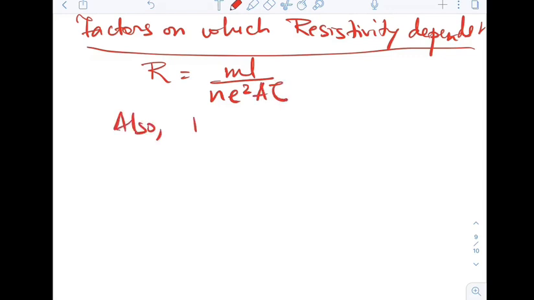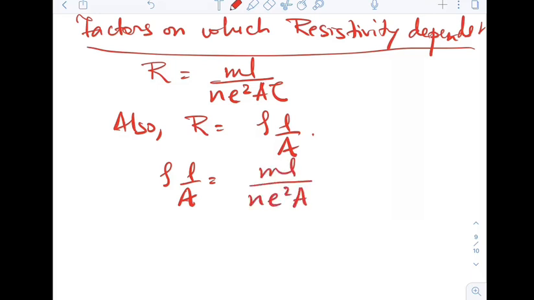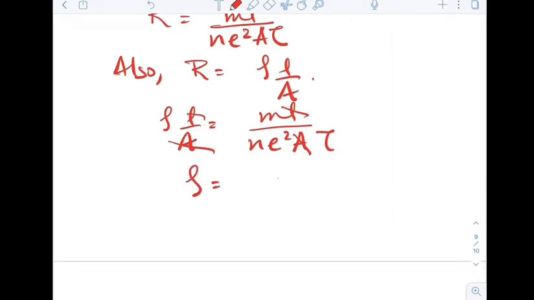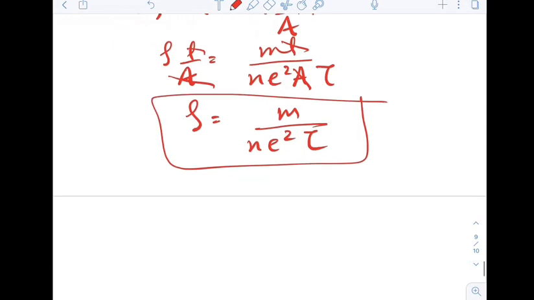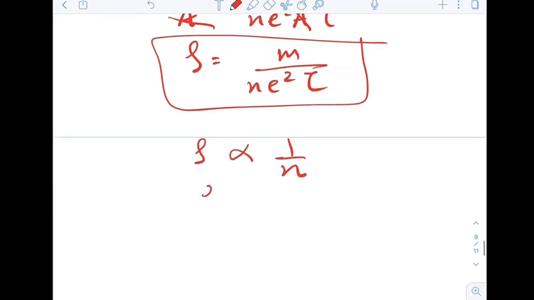Also R is equal to rho L by A. We get rho L by A equals m L upon n e square A tau. L cancels out and A cancels out. So rho becomes m upon n e square tau. As per this equation, we can say that mass is constant, charge of electron is constant, so resistivity is inversely proportional to the number of electrons, and it is inversely proportional to the relaxation time only. Okay.